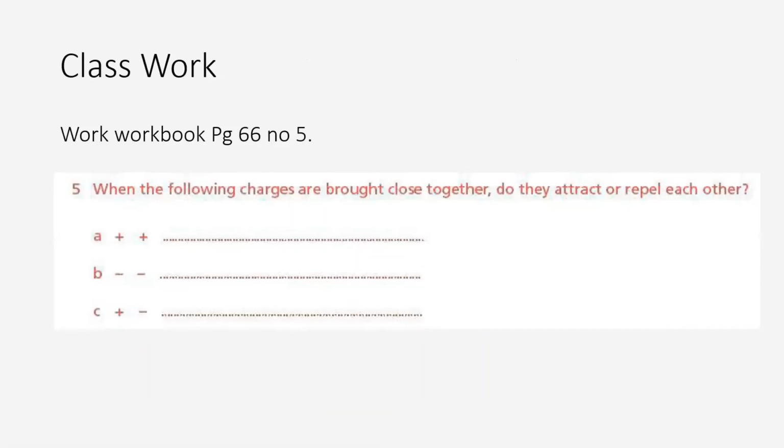So here I have an example which we can go through as a revision of what we stated earlier on. When the following charges are brought close together, do they attract or repel each other? In part A, we have two positive charges. Since we have like charges, they repel. In part B, we also have like charges, but in this case, two negative charges. Here, once more, we have repulsion. In part C, we have unlike charges. We have a positive and a negative charge. These attract each other.